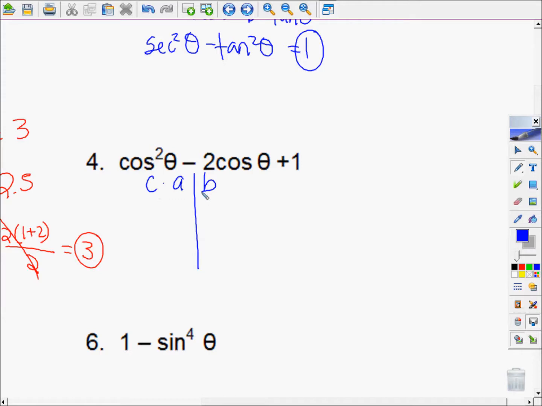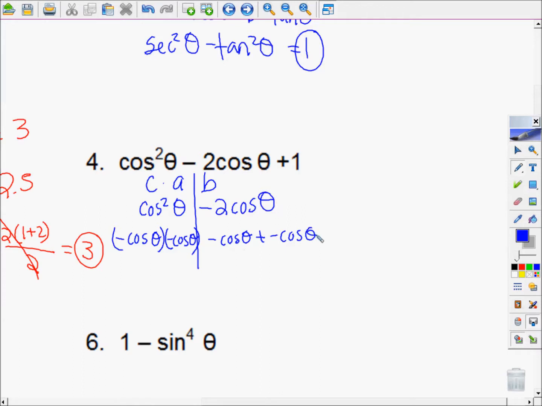So that says if I take 1 and times it to cosine squared theta, I'm going to get cosine squared theta. We all agree? And then I want to know what times what gives me cosine squared theta, but adds to give me 2 cosine theta. That's cosine plus cosine. It's just 2 cosines. And what kind of cosines though? Negative. They would both have to be negative cosine. Negative times a negative is a positive, and negative cosine theta plus negative cosine theta is negative 2 cosine theta.